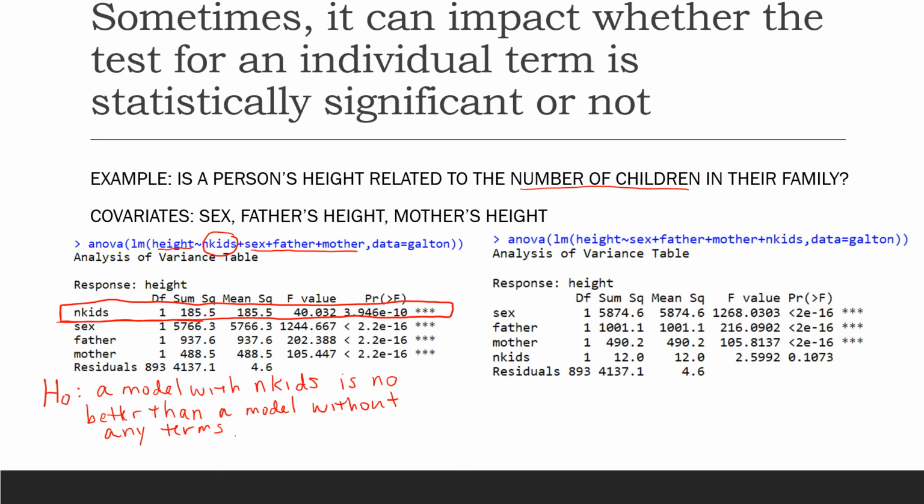Now, on the other hand, when instead of putting the number of kids as the first term in our model, we move it to the last term, adding the covariates first, we can see that the number of kids has a much smaller sum of squares associated with it, a smaller F statistic, and because of that, a larger p-value. And this happened, remember, because now instead of asking how much the sum of squares was reduced from a model that has no terms in it to a model that has the number of kids in it, it's asking how much the sum of squares in the residuals was reduced by taking a model with sex, father, and mother's height in it, and then adding the number of kids to that model.